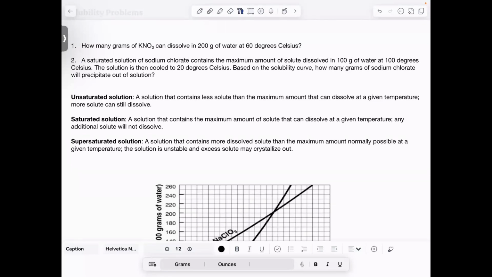We have two questions. One is how many grams of potassium nitrate can dissolve in 200 grams of water at 60 degrees. And then we also have a saturated solution where we have a maximum amount of solute, and we're going to lower that temperature down to 20 degrees and see how much precipitates out.